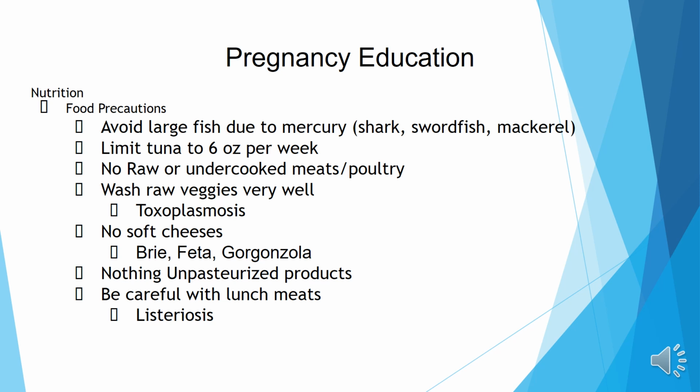No raw or undercooked meats or poultry, so no over easy eggs, no rare meats. Everything should be cooked well done. Wash raw veggies very well. There's a risk for toxoplasmosis. We talked about that in our high risk disorders section. No soft cheeses. Brie, feta, gorgonzola are examples where bacteria growth can be present and it can be transmitted to the fetus.